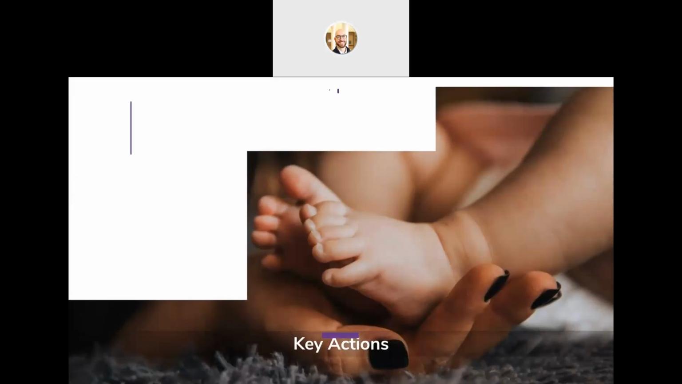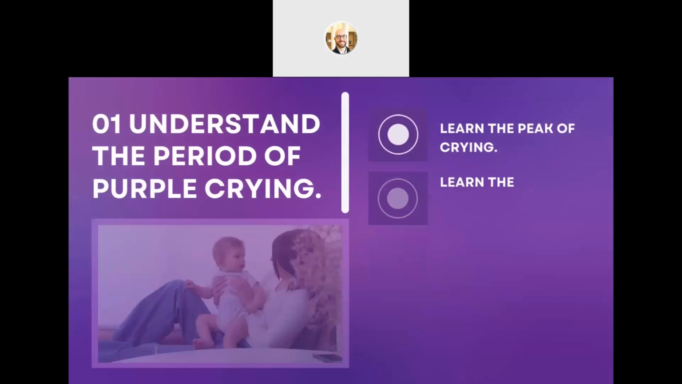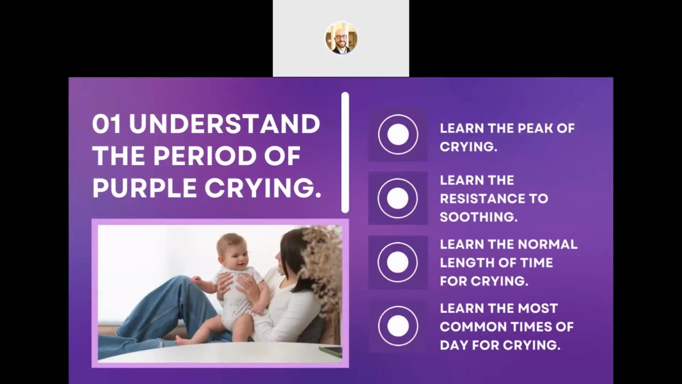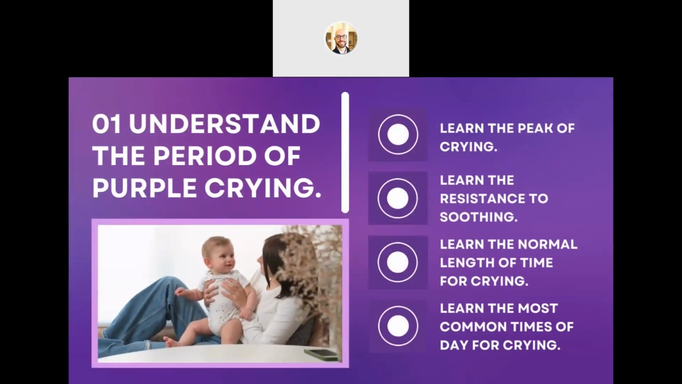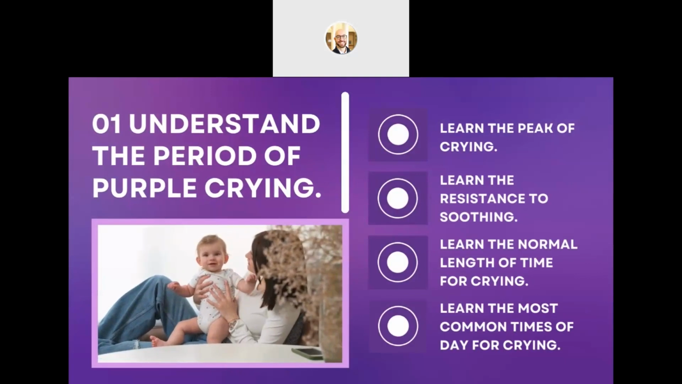All right. So our first goal is to understand the period of purple crying. There's really up to 4 actions to make that happen. We're going to learn about the peak of crying. We're going to learn the resistance to soothing that happens with children. We're going to learn the normal length of the crying.